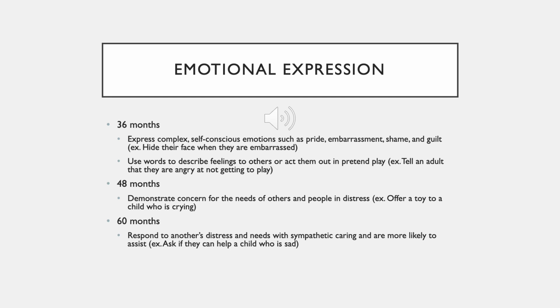Again, going back to the importance of attachment, so forming attachments so that if a child does need to express their emotions, they have somebody that they can go to. And again, you can see different examples of ways that emotional expression are going to look between 36, 48, and 60 months.